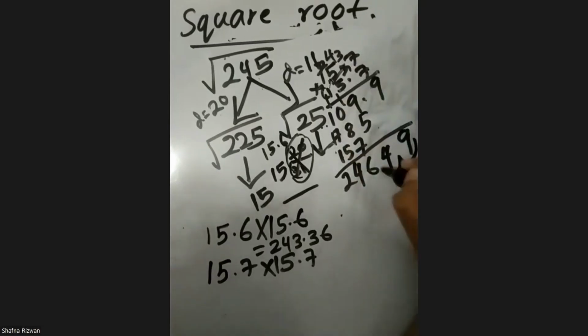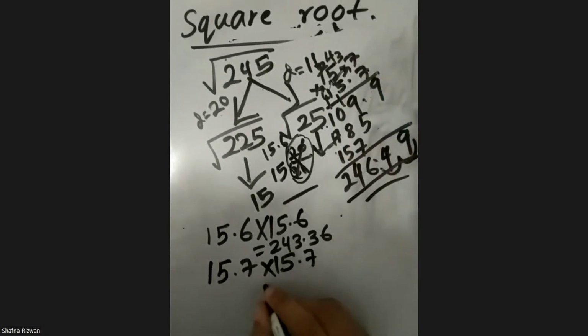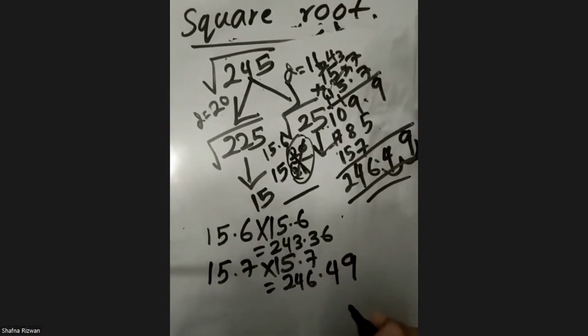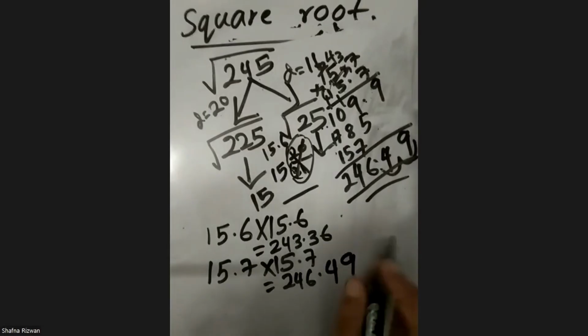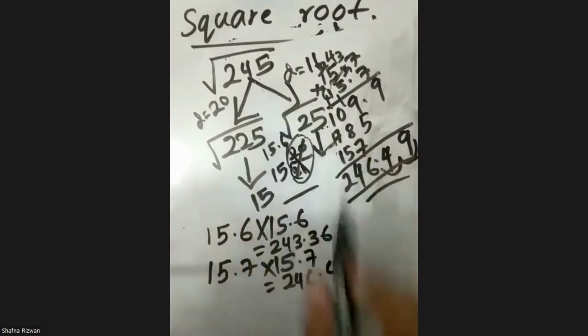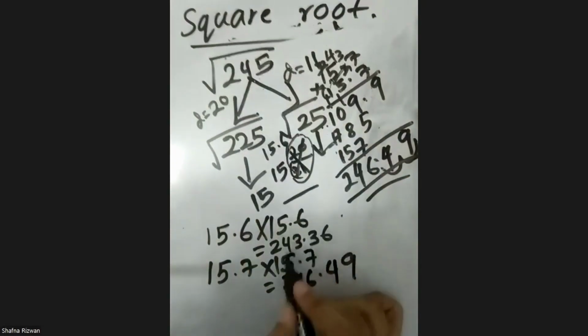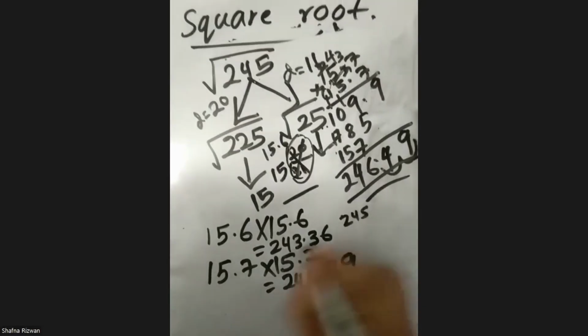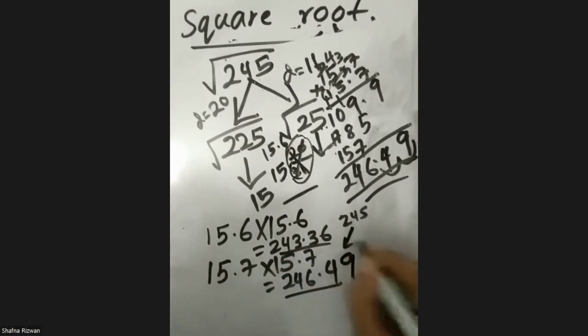So take it to this side. So it will become 246.49. Okay, now same. I got the closer ones near 245. One is 243 and the other one is 246. Now same, if you take 245, which number is closer to 245?